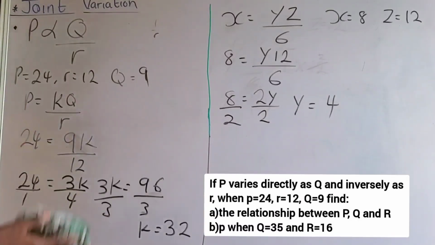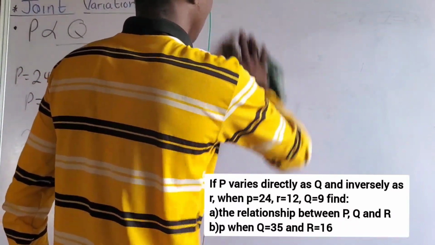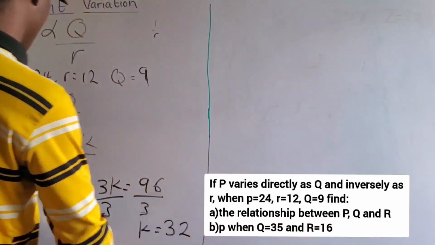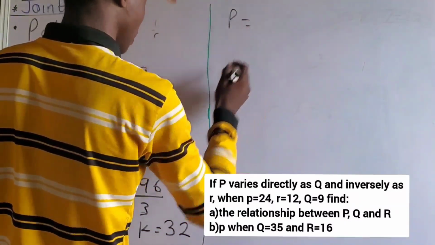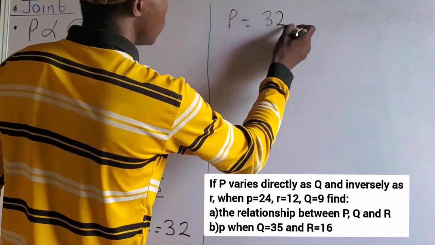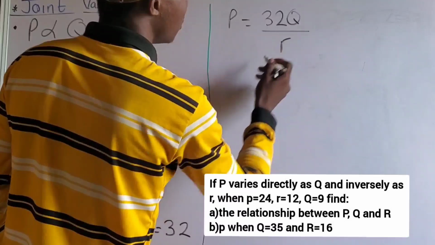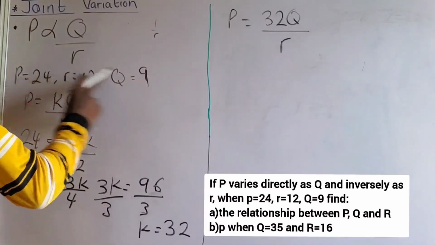Do you understand? Okay, let's erase this. So P equals KQ all over R. P equals K, which is 32, so 32Q. What is the value of Q? We don't know it. All over R. You can see now, that is the relationship between P, Q, and R.